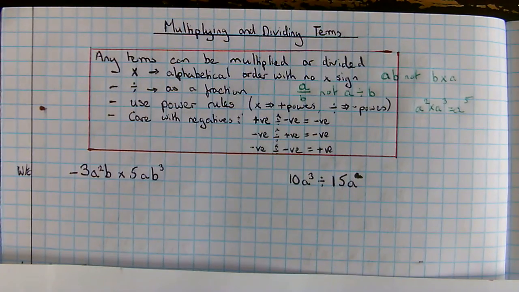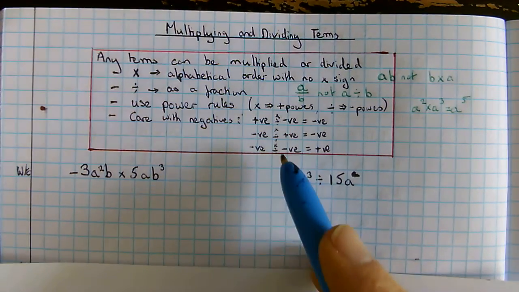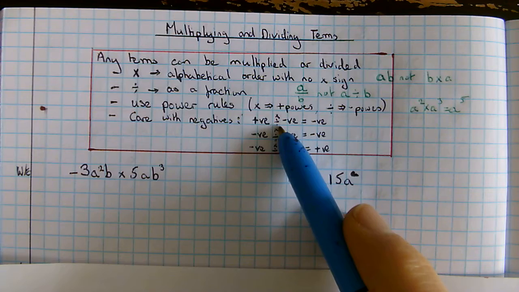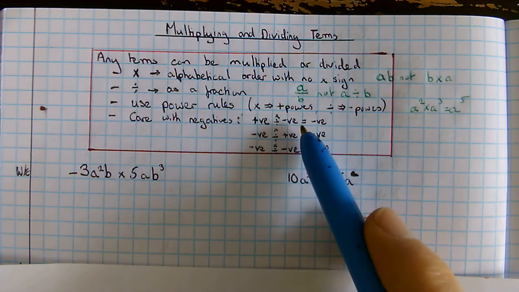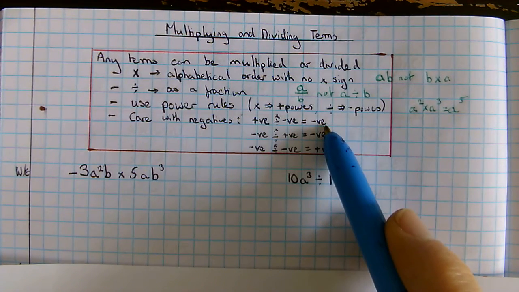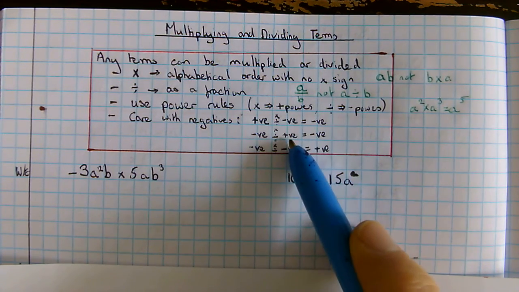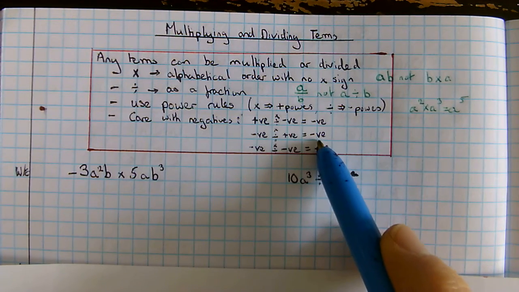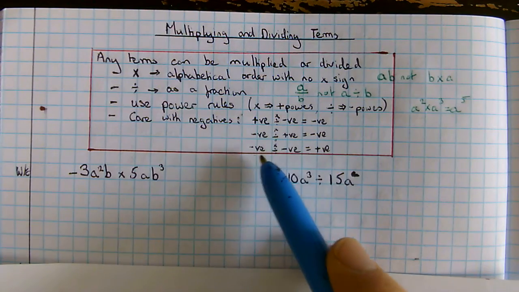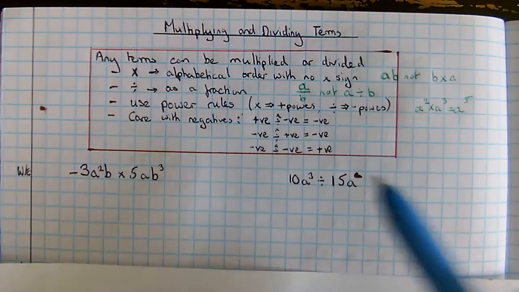And we need to take real care with negatives here. So just to remember that if we're multiplying or dividing a positive by a negative, we get a negative answer. Same if we're doing a negative times or divide a positive. So if the signs are different, our answer ends up being negative. If they're both negatives, we end up with a positive answer.